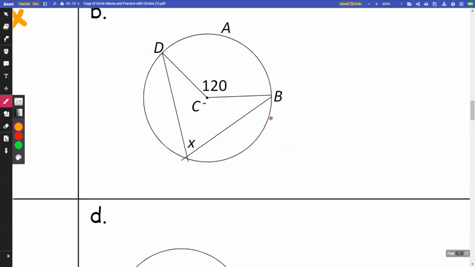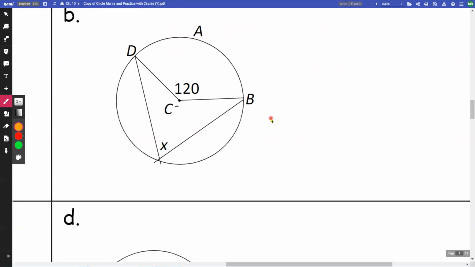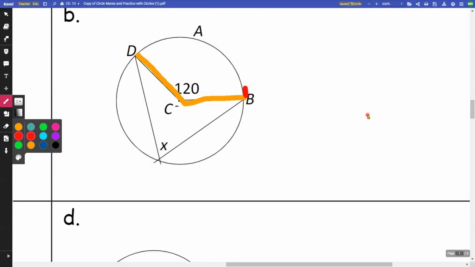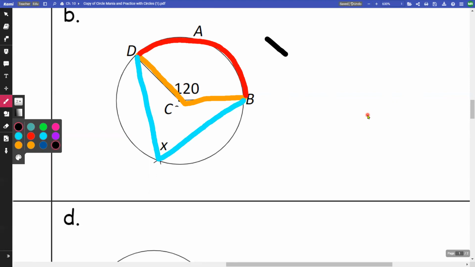On letter B, we have this central angle, that's 120, that forms this arc. And that arc is also formed by this inscribed angle. So X is going to be half of that. So it's going to be 60 degrees.